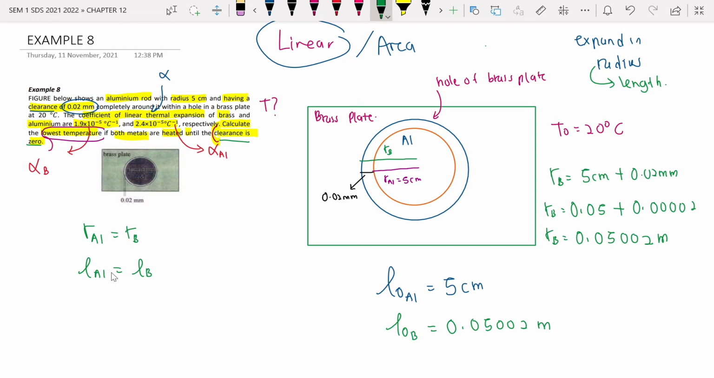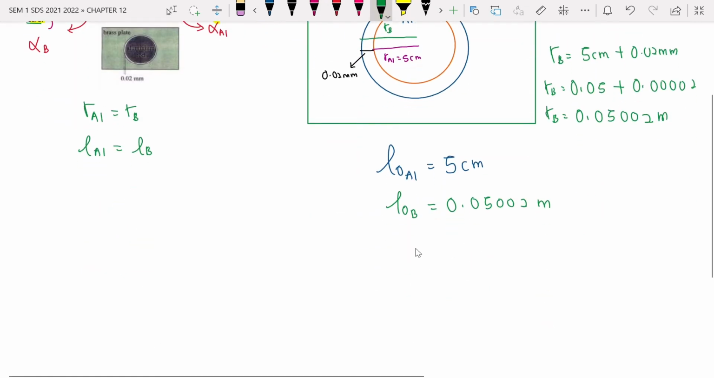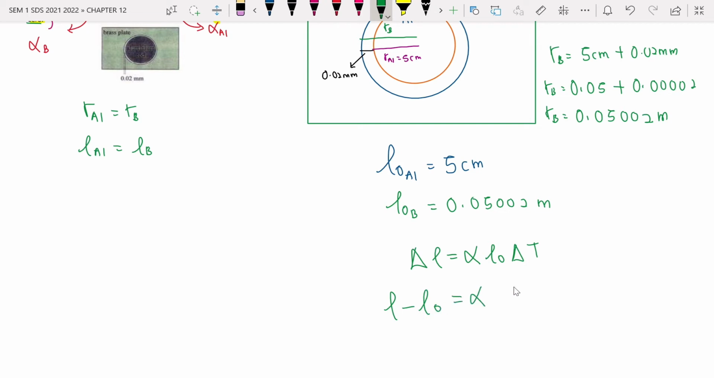And we know the formula of length change: change in length equals coefficient of linear expansion times initial length times the change in temperature. And the change in length is the final length, or new length, minus the original length, equals coefficient of linear expansion times original length times change in temperature. So now I'm going to bring the original length to the right hand side.